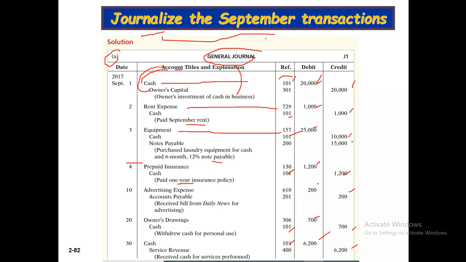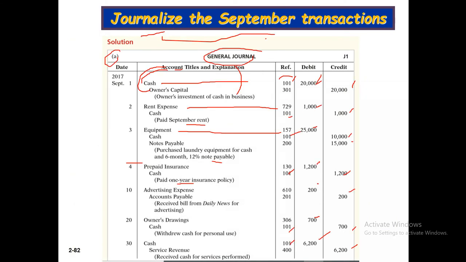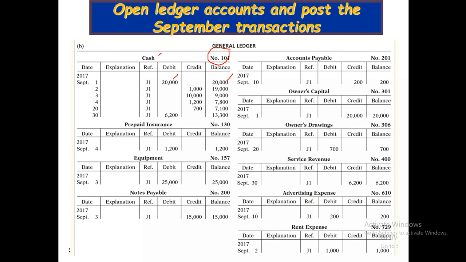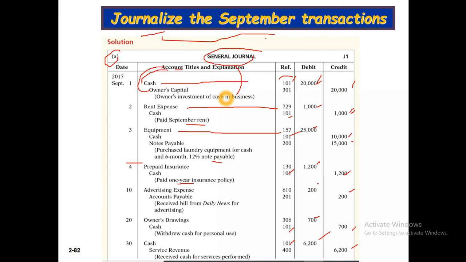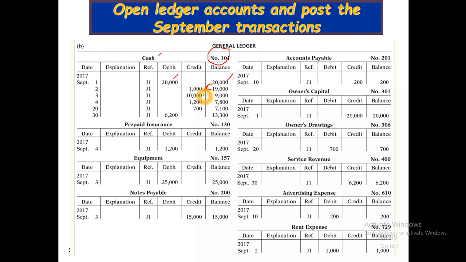Okay. So here cash debit 20,000. Okay, this is the balance. Number one. Number second, here cash credit 1,000. So this is September 2, cash credit 1,000. This figure will be subtracted from this figure, so we are getting 19,000. Okay. Then cash 10,000 credit. This 10,000 will be subtracted from this 19,000, so we are getting 9,000.